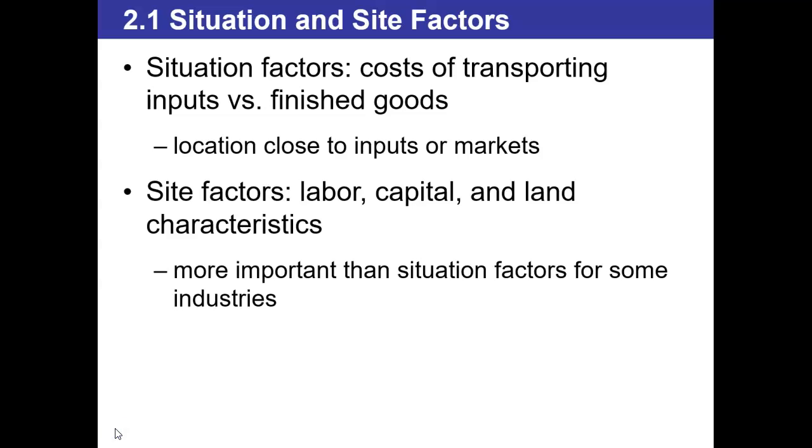So just to recap, situation is going to be connected to benefits in a location of a factory to where they might be able to sell those products in a market. And site is going to have to do with all of the factors that are going to make the efficiency of producing that product easier.